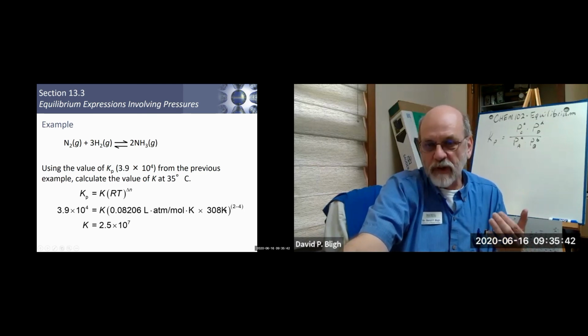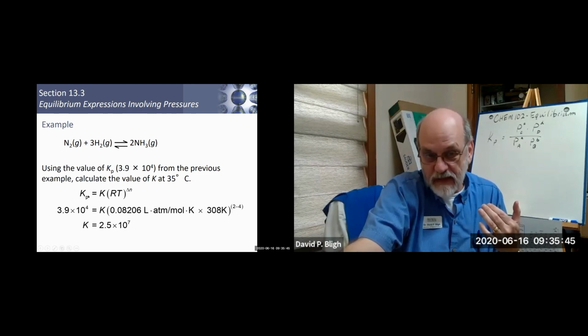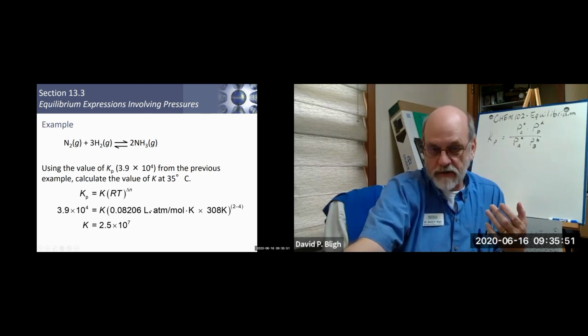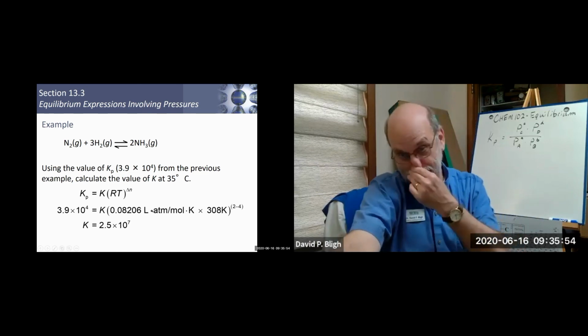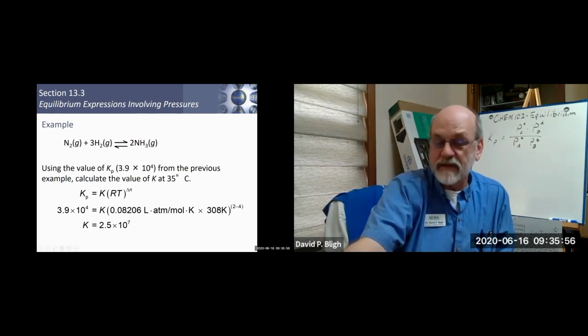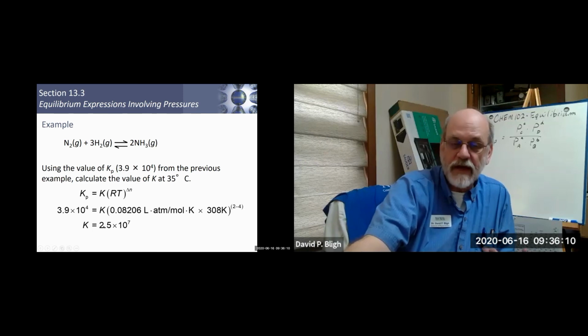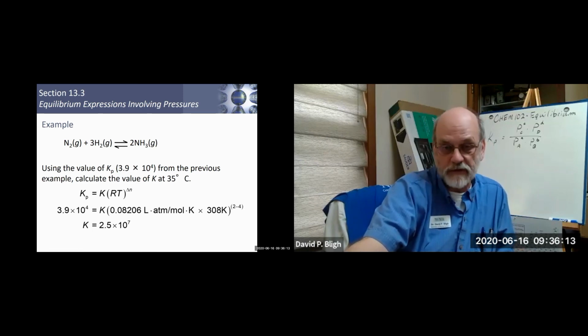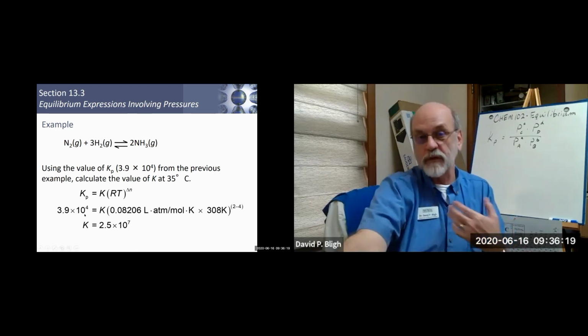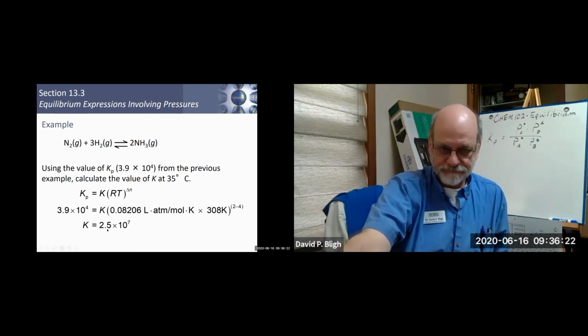And then if we plug those values in, we put the Kp right here, and then we leave K as our unknown. Our R is the one with liter atmospheres. And the temperature that we're given now is 35 degrees centigrade, which is 308 K. Right? Then we can solve the equation for K, and we find that our K value is 2.5 times 10 to the 7th with those different units, as opposed to 3.9 times 10 to the 4th with partial pressures. Okay?